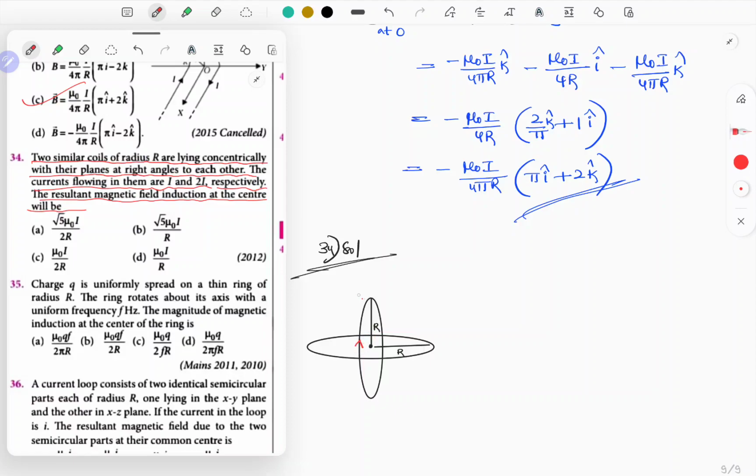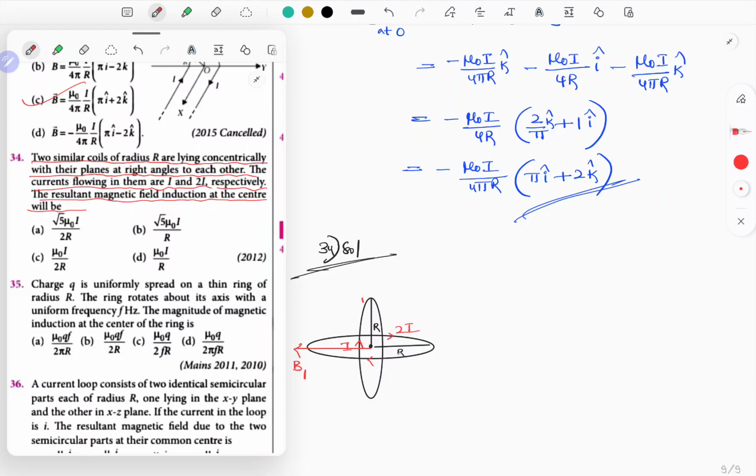So let me assume this is the first coil, the current flowing through the first coil is I, and let's say the current flowing through the second coil is like this, and this is 2I. So what about the magnetic field direction due to the first coil? Place curled fingers in the direction of current and you can get the direction of magnetic field using the thumb direction. Can you guess the direction of magnetic field due to the first coil? Yes, it is towards left. This is B1.